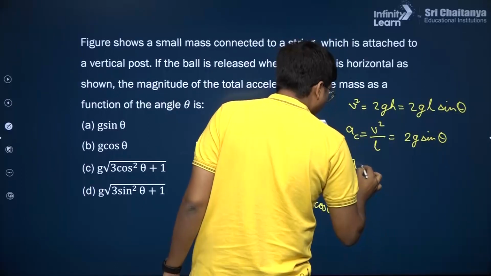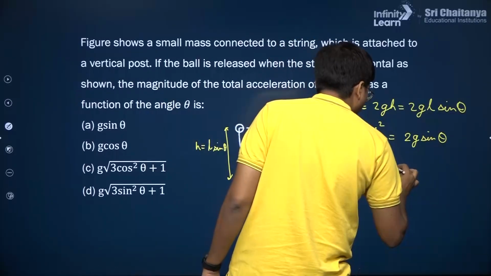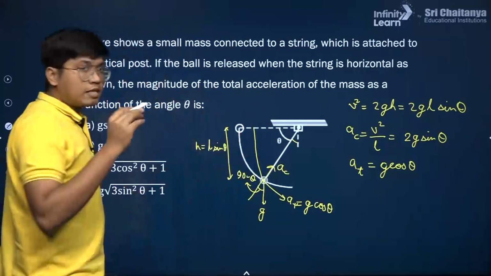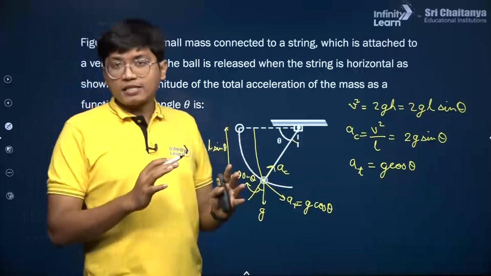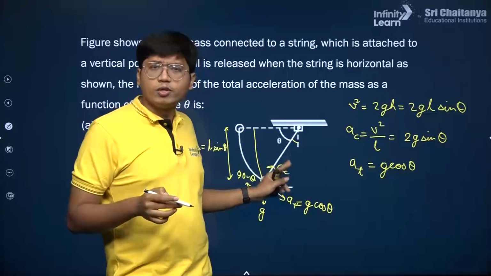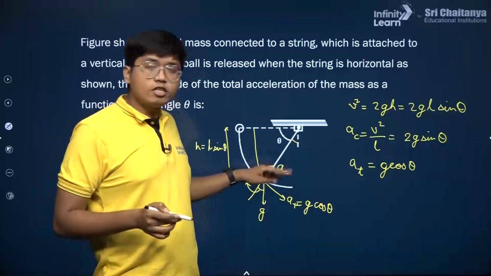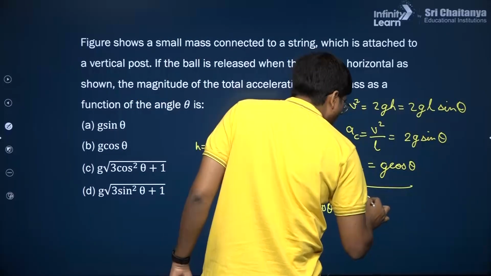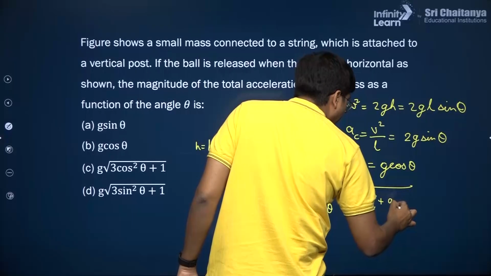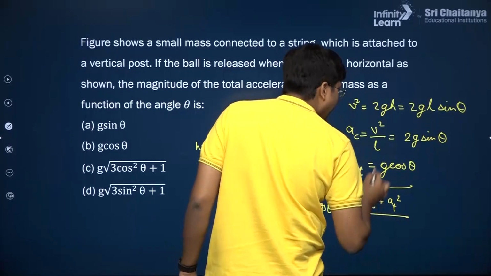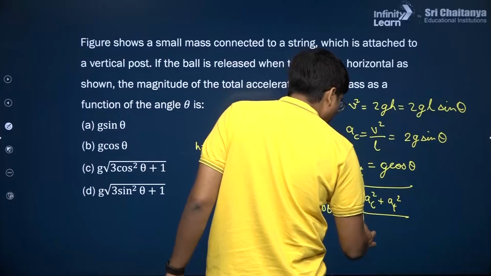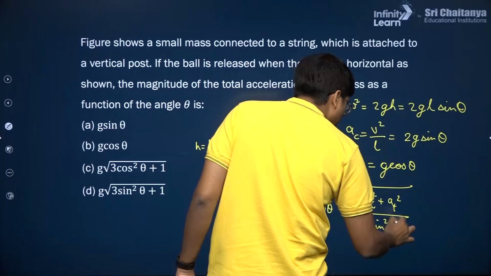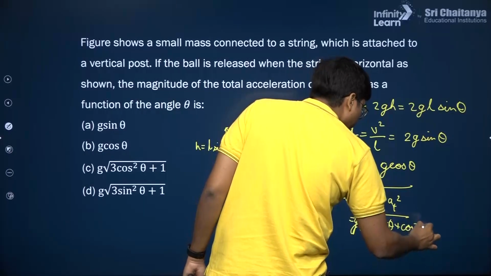So we have got a_c and we saw that a_t was equal to g cos theta. Now mind you, these accelerations are perpendicular to each other. So the net acceleration is just like how you would do the resultant of two vectors perpendicular to each other, which is a is equal to root over of a_c square plus a_t square. If you put that in, let's get the g out first off. You have 4 sine square theta plus cos square theta, right?